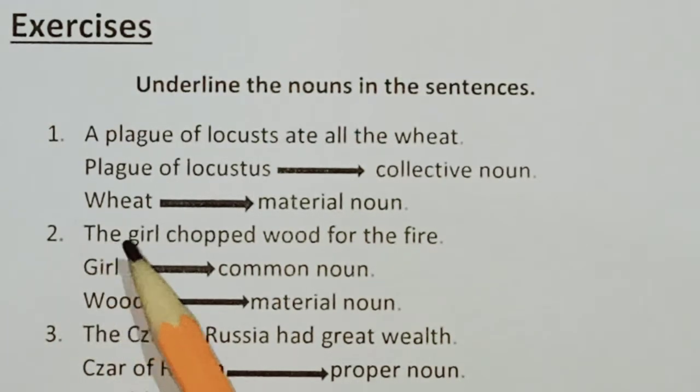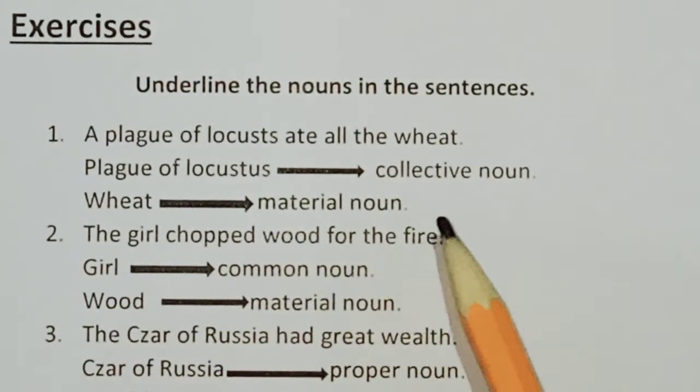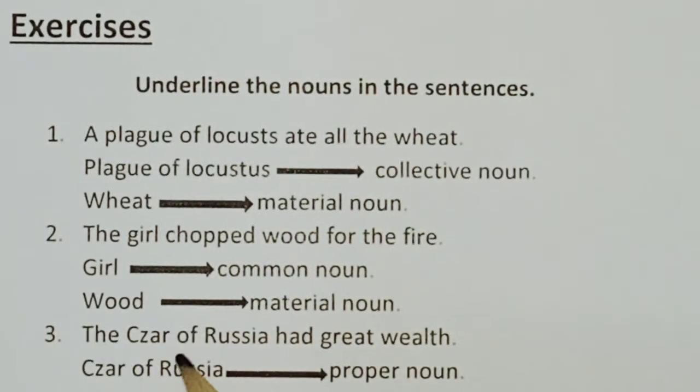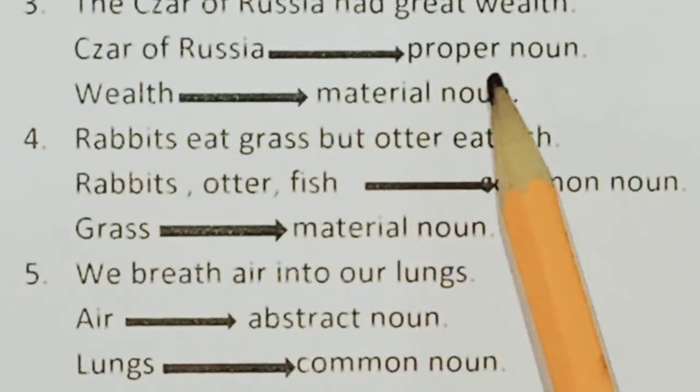Second sentence is, the girl chopped wood for the fire. Girl is a common noun and wood is a material noun. The third sentence is, the Tsar of Russia had great wealth. In this sentence, Tsar of Russia is a proper noun and wealth is a material noun.